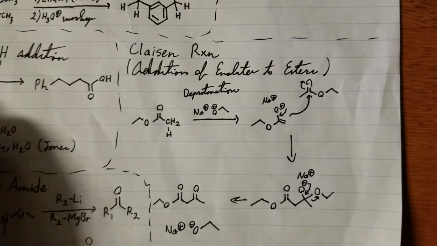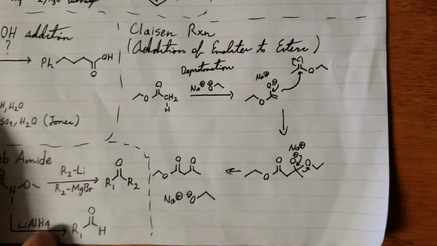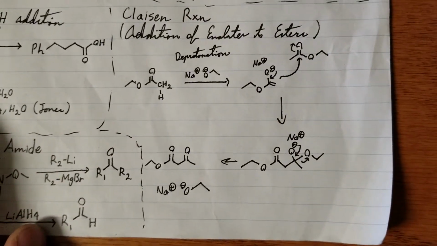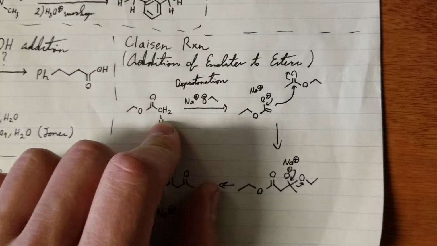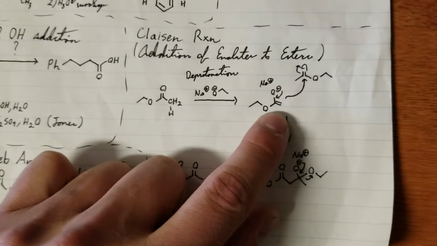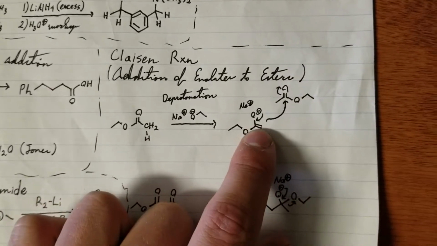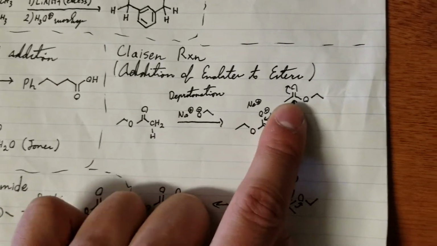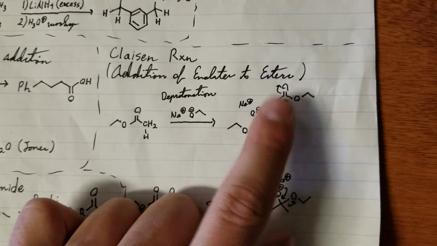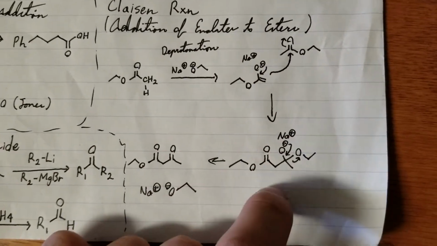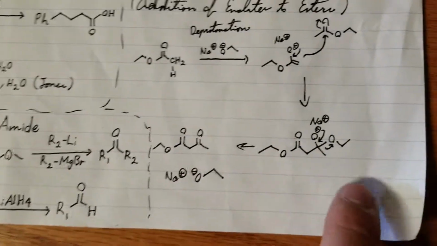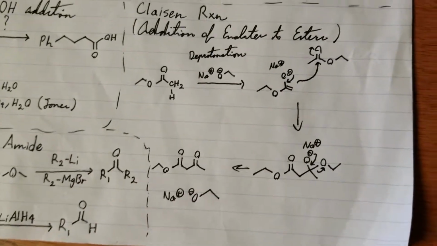So, last thing I guess is a really brief overview of the Claisen reaction. Claisen. So, first things first, you got your deprotonation, you create your enolate, and then that attacks the carbons of the carbonyl group, adds on, electrons go back down, kick off the group, you have your addition there.